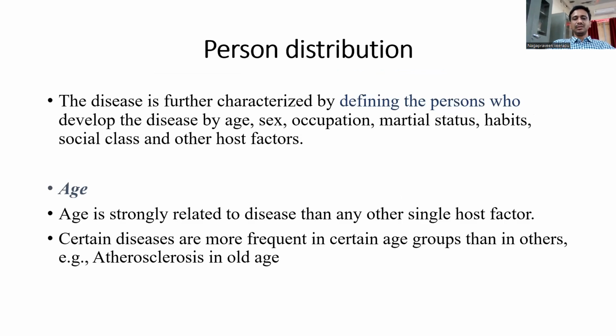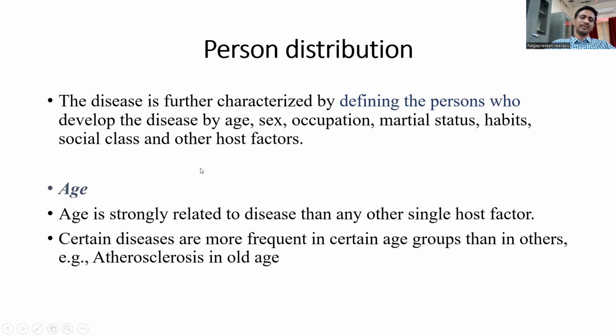Person distribution. The disease is further categorized by defining the person who developed the disease by age, sex, occupation, marital status, habit, social status, and other factors. Based on the person we are defining the disease.